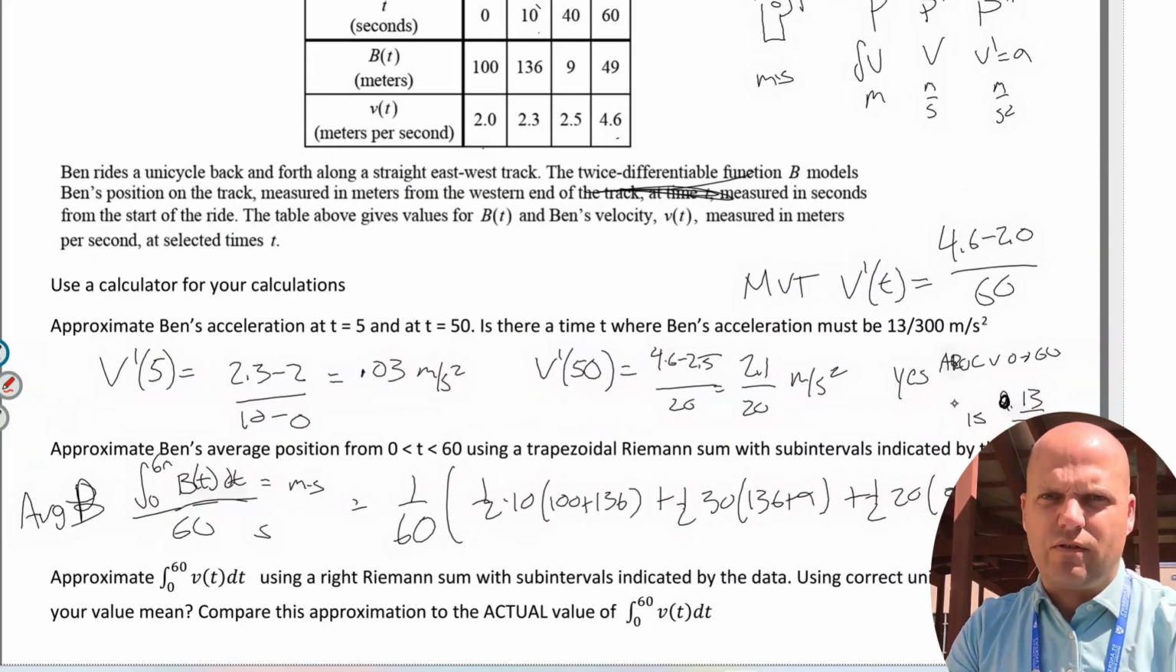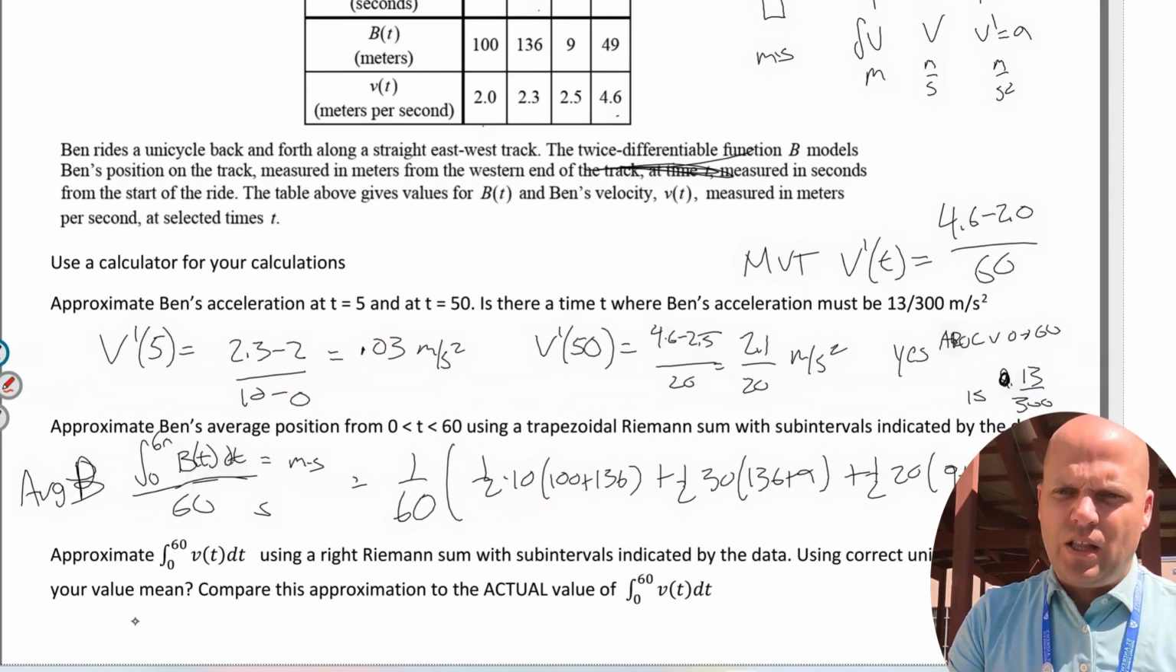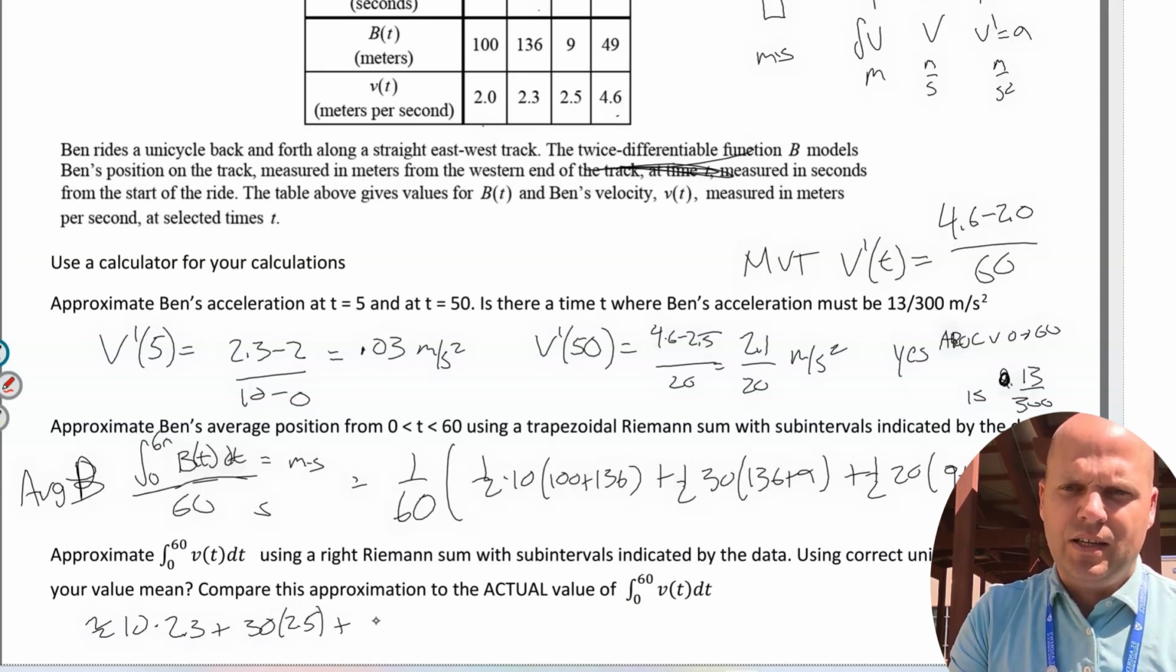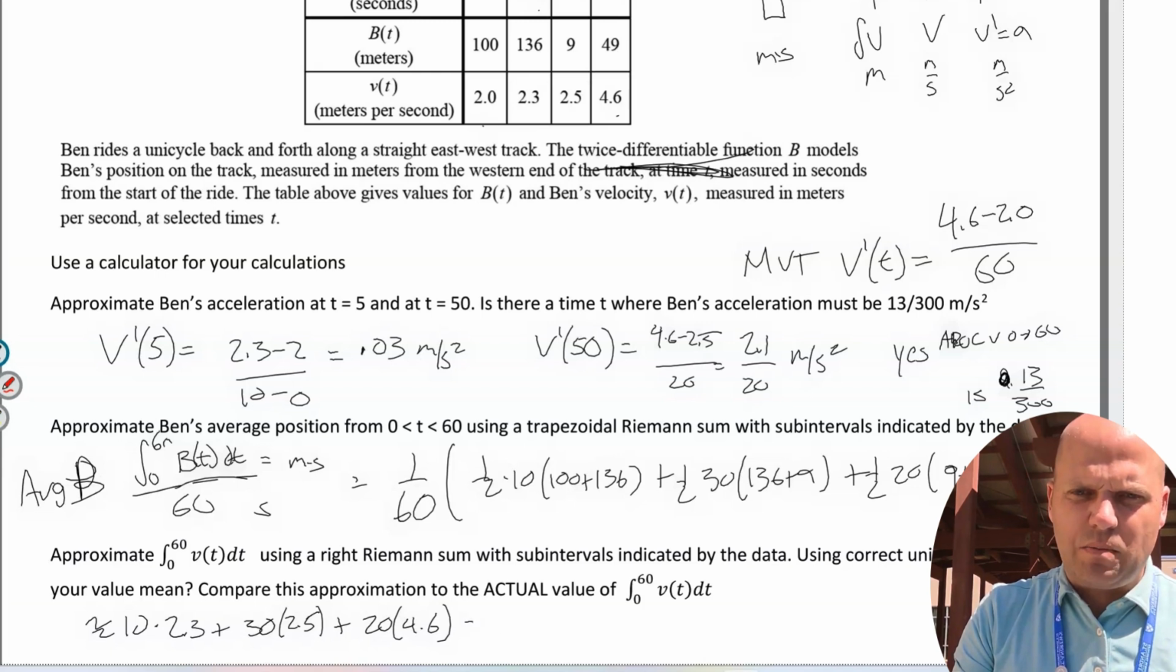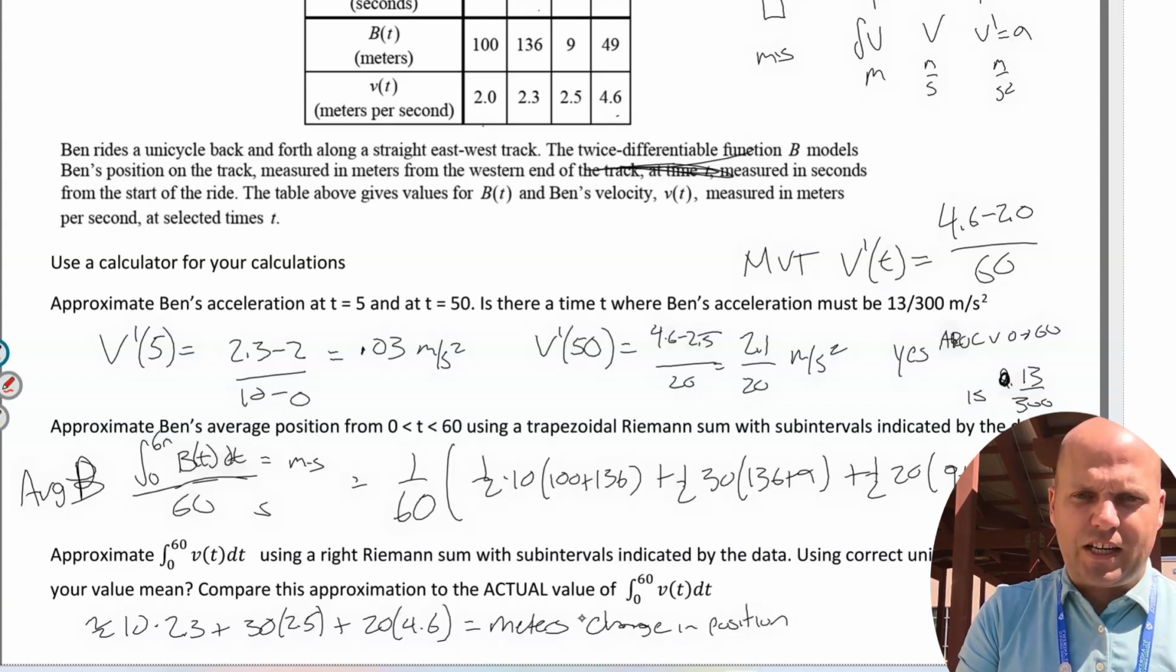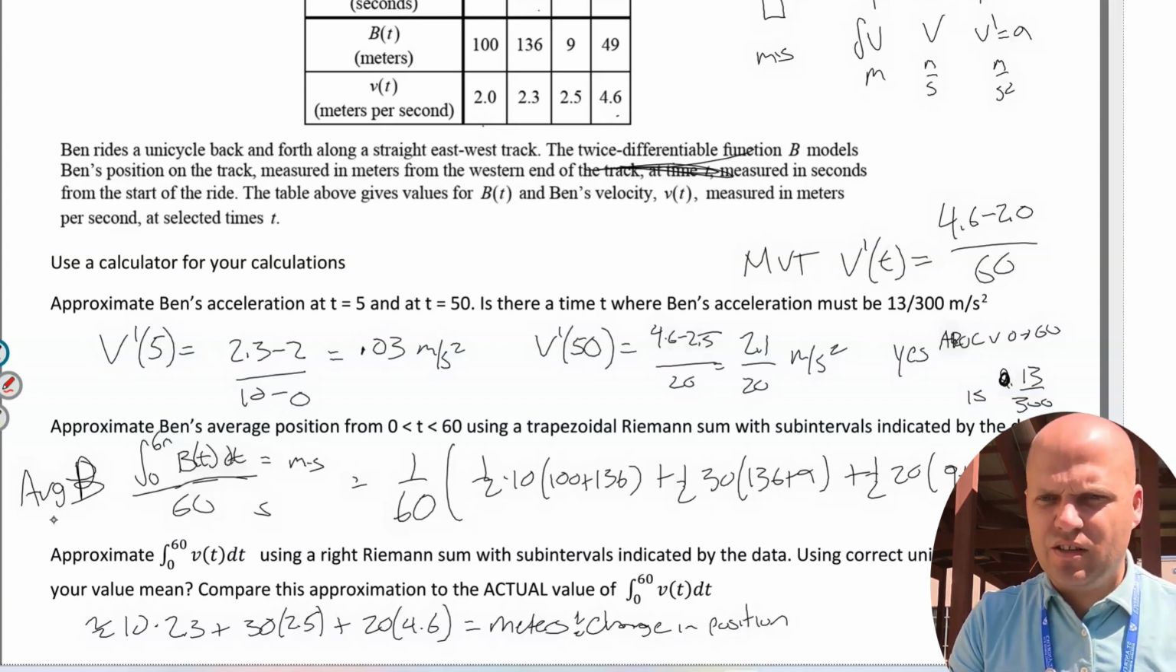So I'm going to use a right Riemann sum. That's going to be a 10 by 2.3 plus a 30 by 2.5 plus a 20 by 4.6, whatever that value is. This is going to be meters. And that is going to be the change in my position, an approximate change in position.